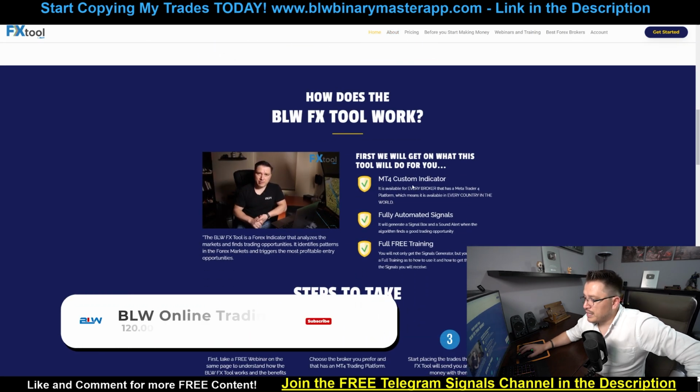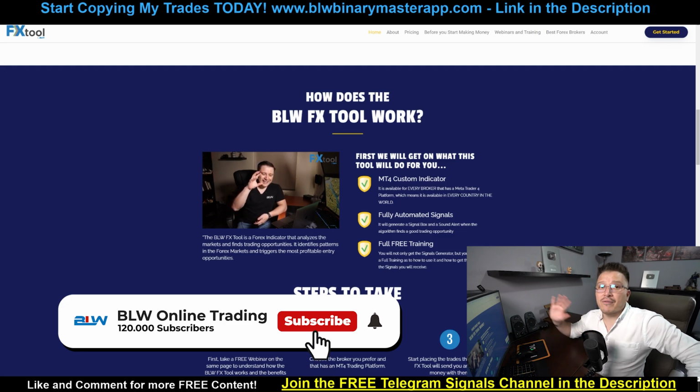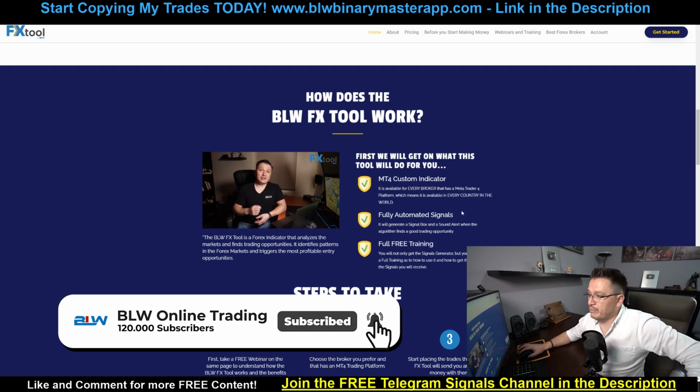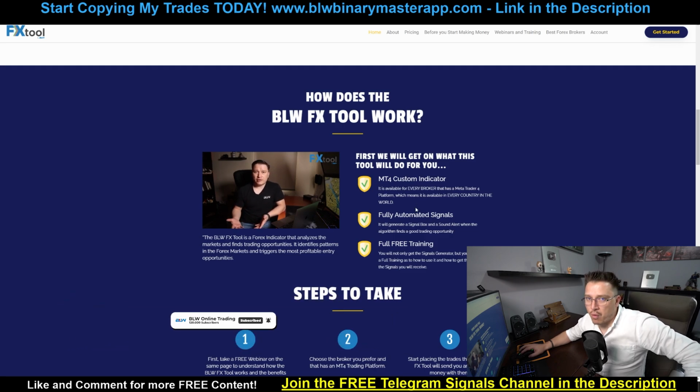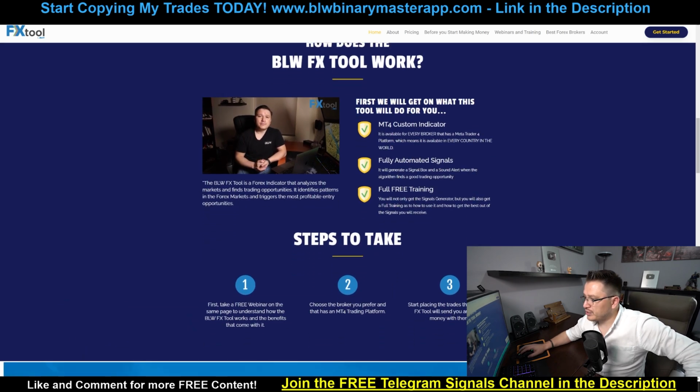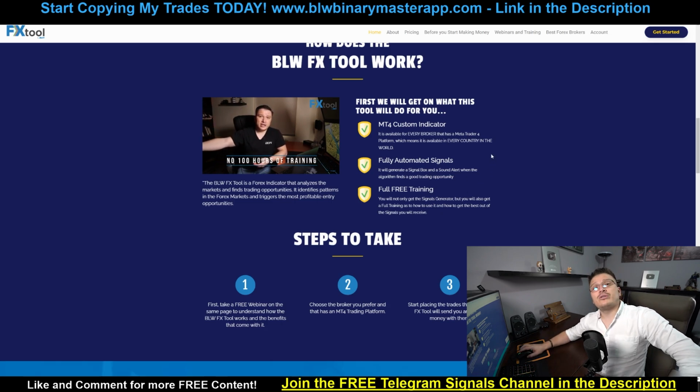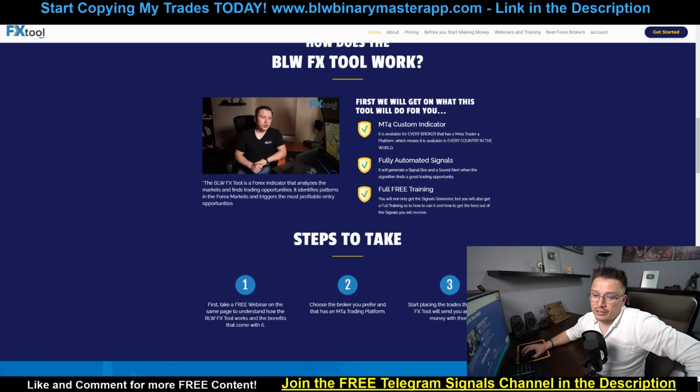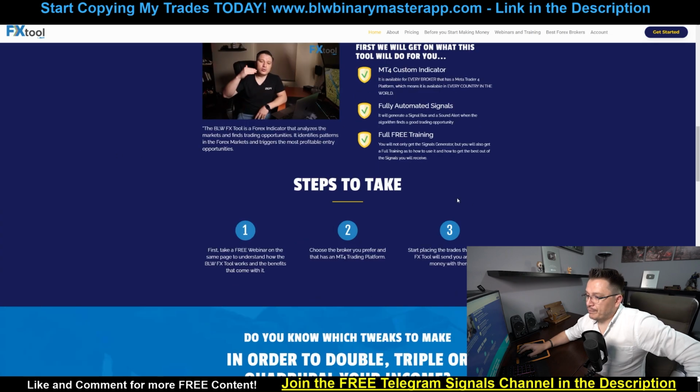How does it work? It's an MT4 custom indicator. It is available for every broker. As long as you have MetaTrader 4, you're good to go. It's available worldwide, no country restrictions. It will generate a signal box and sound alert when the algorithm finds a good trading opportunity. And it also includes a free training so that you can become a better trader while you're using this indicator as well. So yeah, this is what it is.